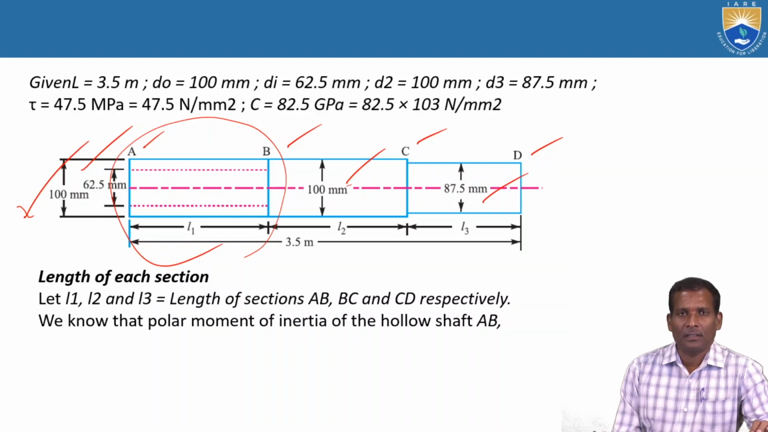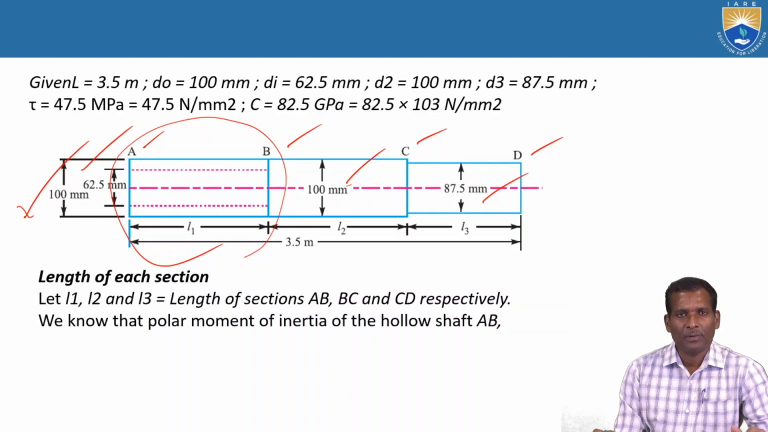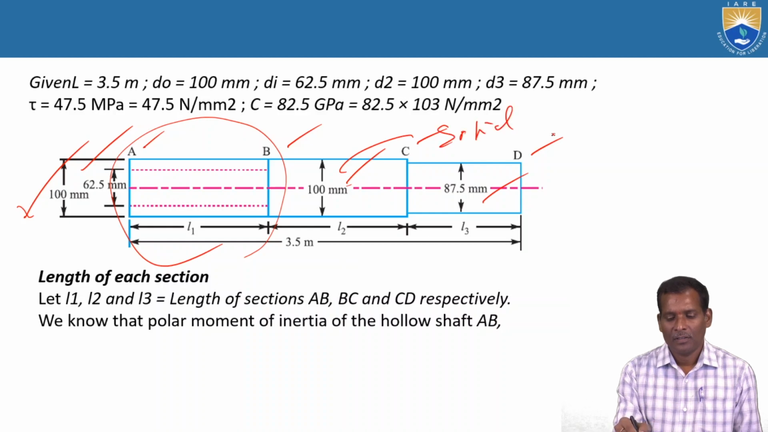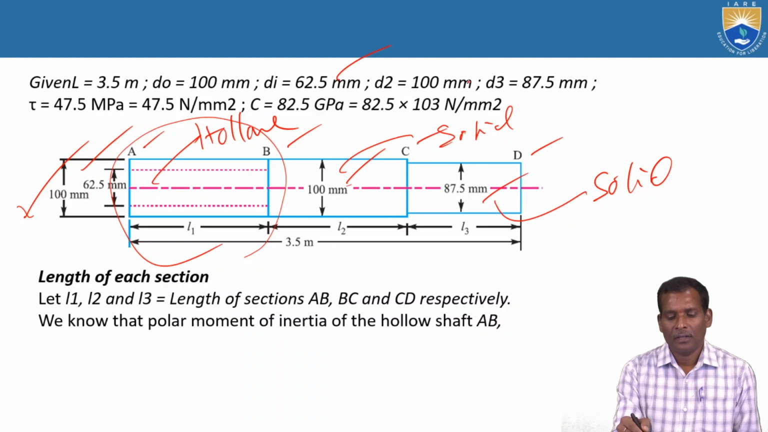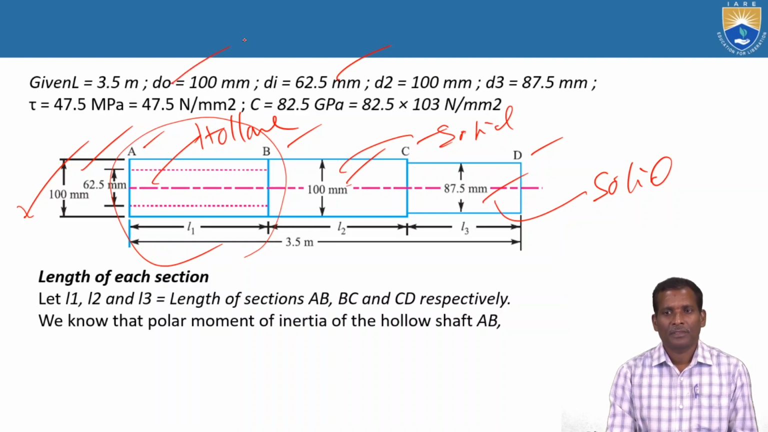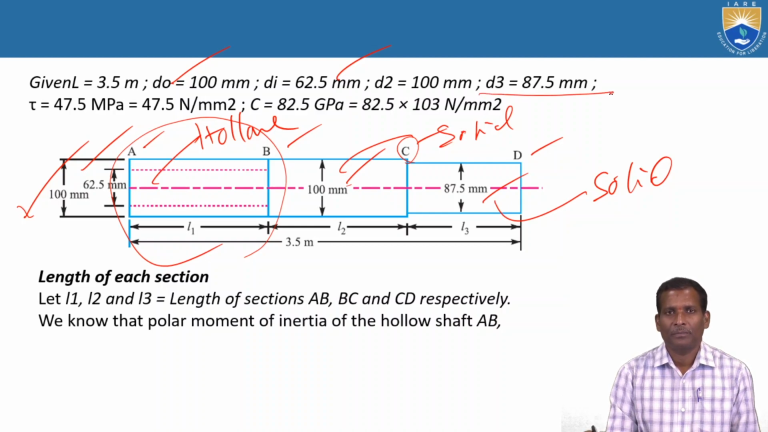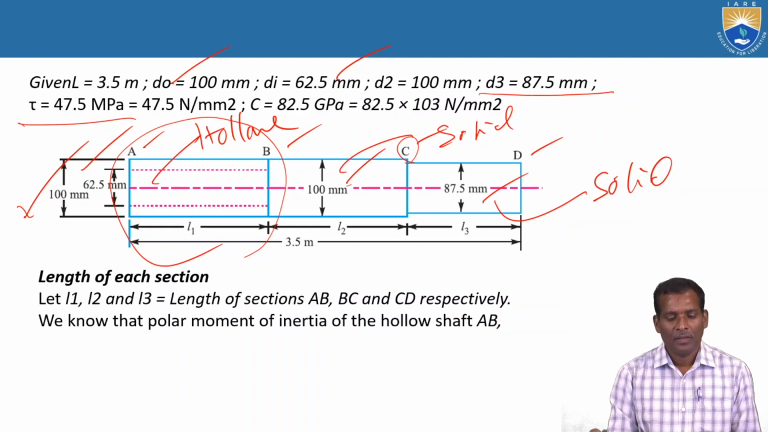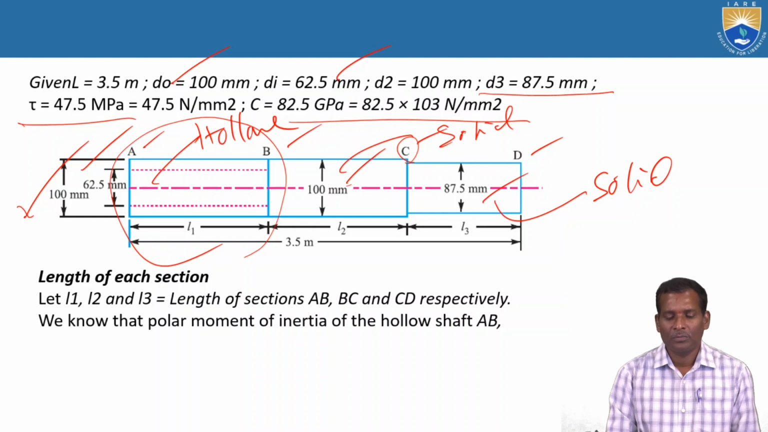So the given diagram is like this. You need to draw for the given condition: A to B is a hollow shaft, inner diameter 65 mm and outer diameter 100 mm, and B to C is a solid shaft. Only this shaft is hollow, with inner diameter and outer diameter, and for section C and D the diameter is 87.5 mm. The shear stress is given in megapascal, so convert into Newton per mm square. Similarly, G is in gigapascal, convert into Newton per mm square.